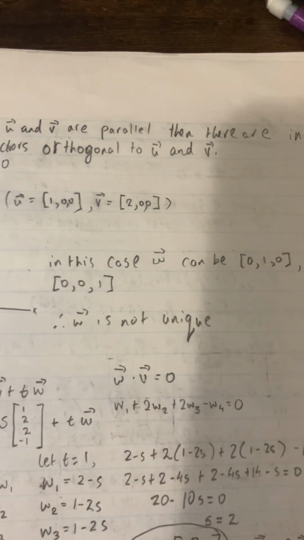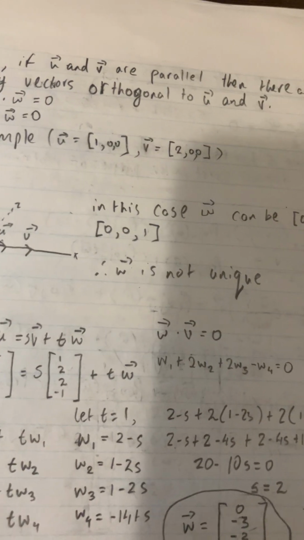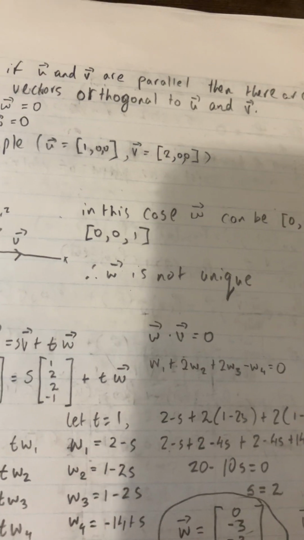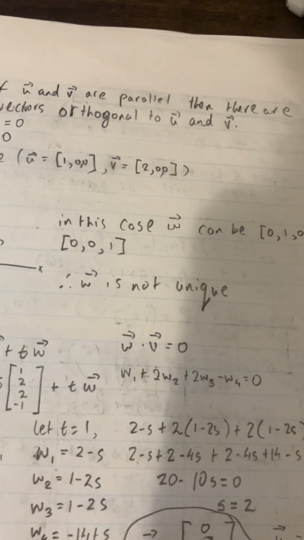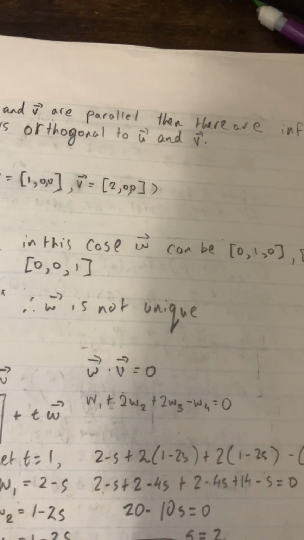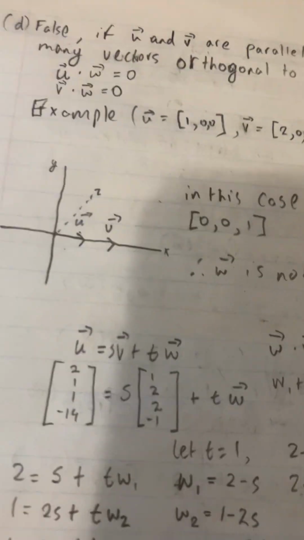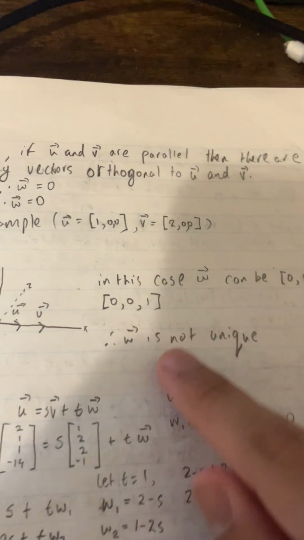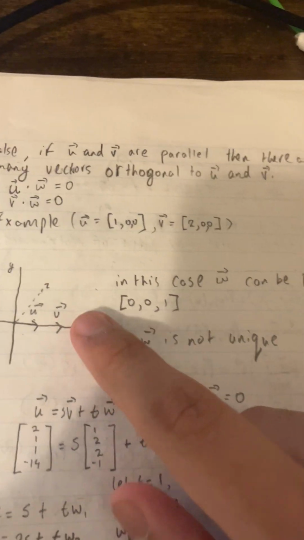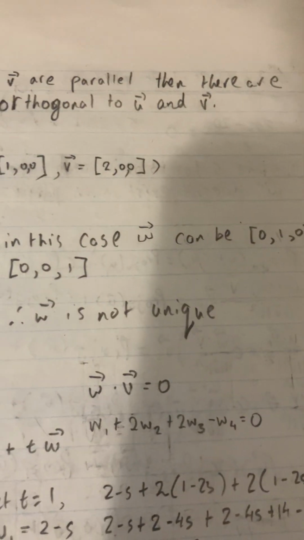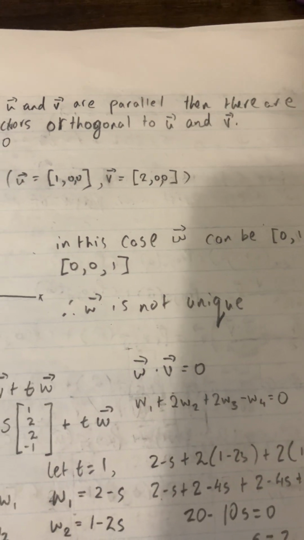So for example, if we have (1, 0, 0) and (2, 0, 0), these vectors are parallel, right? Then in this case, w can be (0, 1, 0) or (0, 2, 0) or even (0, 0, 1), right? If you take the dot product of any of these, it guarantees that w is orthogonal to u and v, right? And w is not unique, right? So therefore the statement is false.